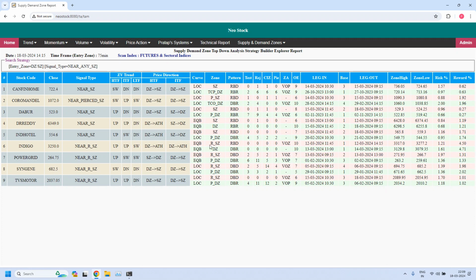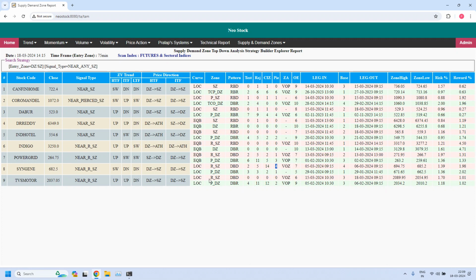So here we have Indigo. Indigo is having a high liquidity supply zone. It is a fresh zone. Only thing you should do is fine tune the zone and check the quality of the zone because it is a fresh zone. Power Grid you cannot, it is a pierced zone. Sun Pharma also you cannot, it is a pierced zone.